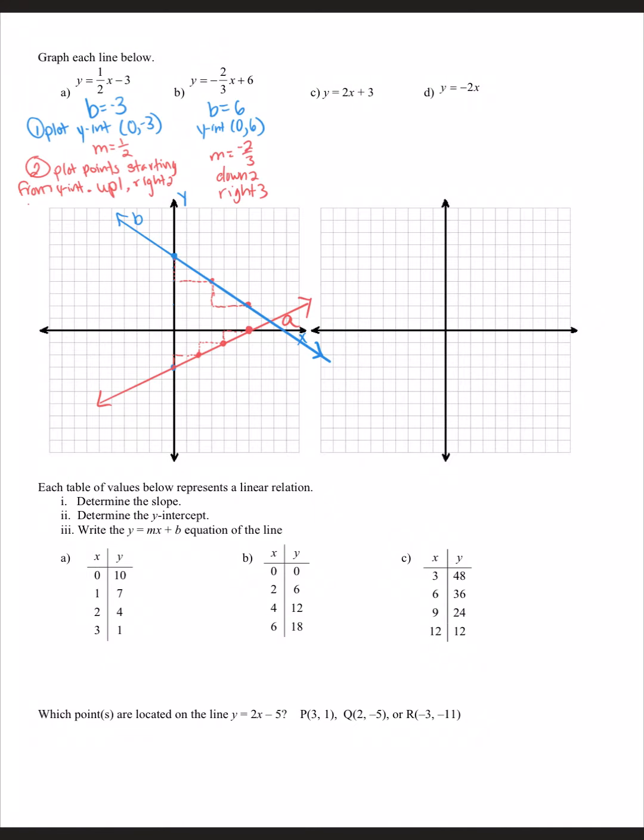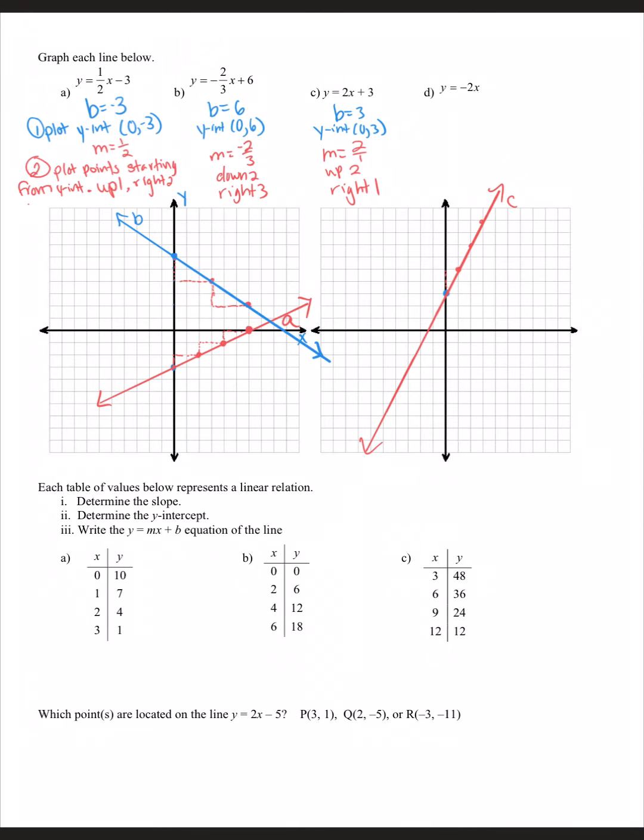Okay, take a minute and see if you are able to graph C, y equals 2x plus 3 on that next graph. Okay, that is the graph for the equation of C. Recognizing that your slope, even though it says 2, is 2 over 1. So you would go up 2, right 1 from your y-intercept at 3.